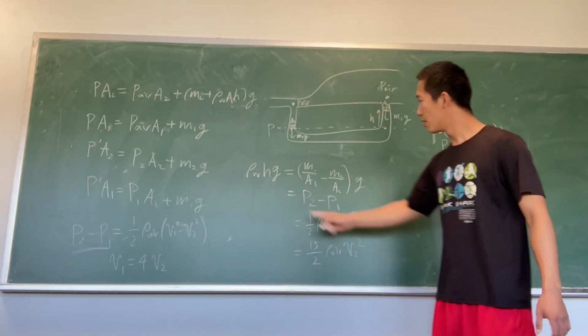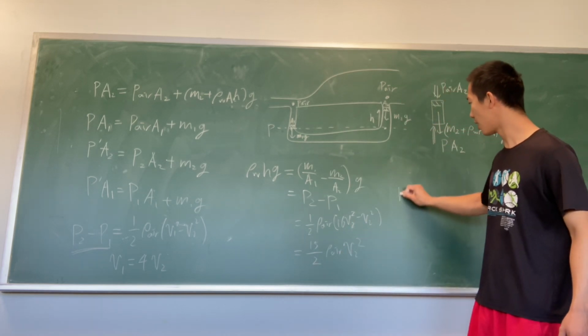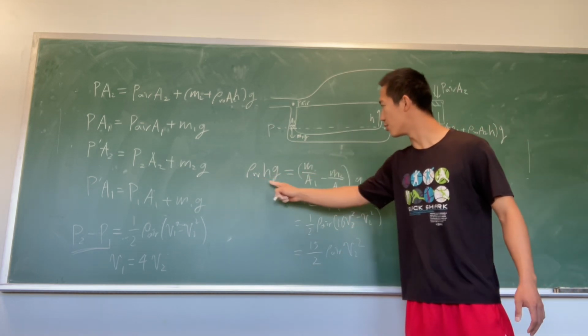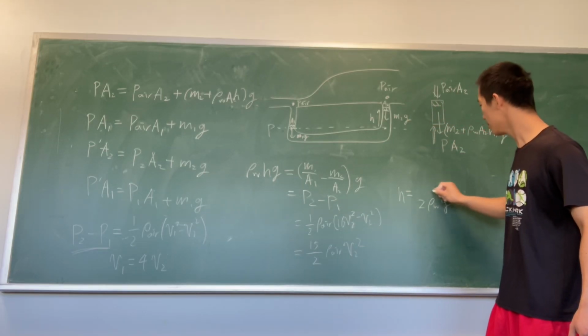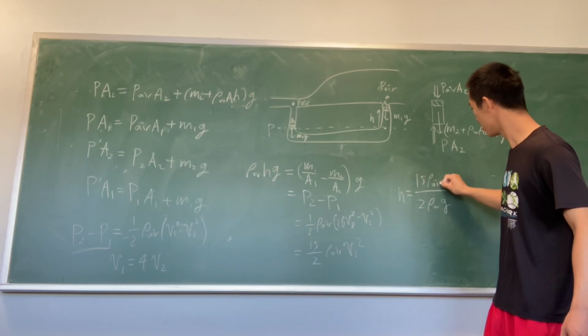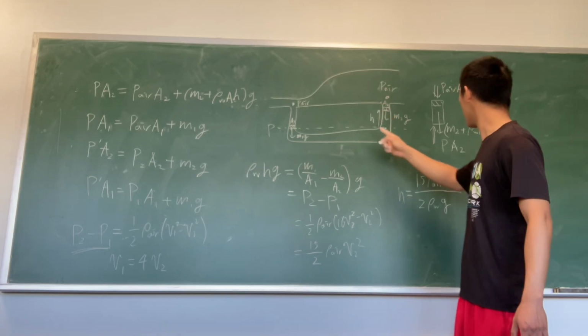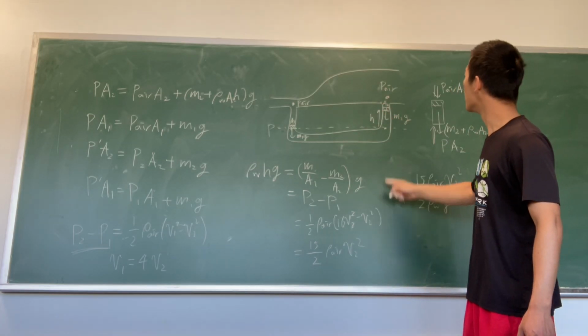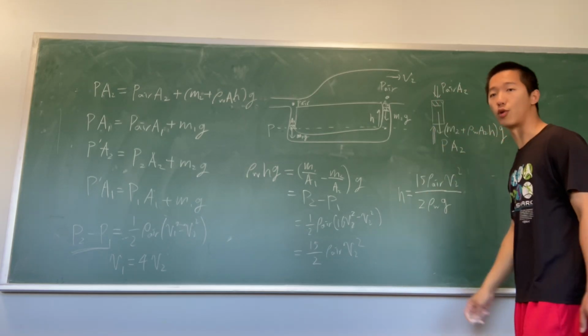So the height of water is here. The thing I need is here. The height of water will be, moving rho W G to the other side, 2 rho W G, and the top will be 15 density of air, the speed at point 2 will be here, so the speed at the wider part squared.